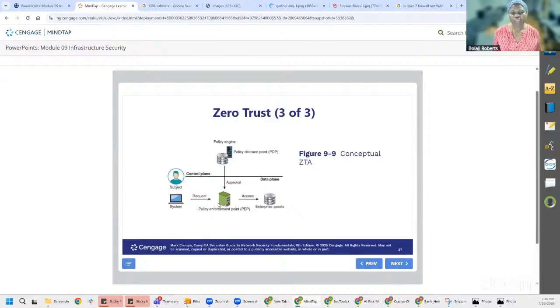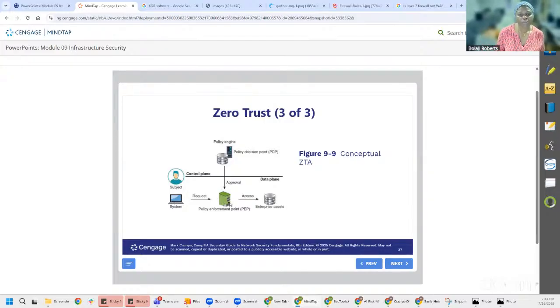That request will go to the policy enforcement point. The policy enforcement point checks with the policy engine. This policy enforcement point can be a switch, most often than not, to determine whether access should be granted or not. It can be a server. It can be an authenticator, any authenticating device like a RADIUS server.